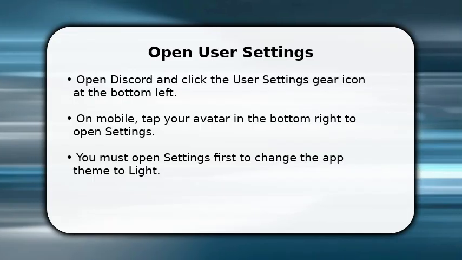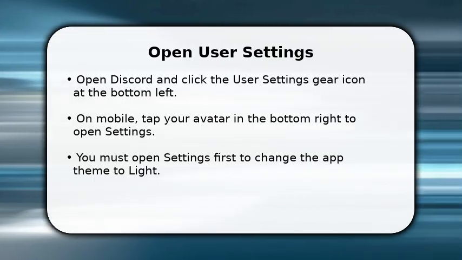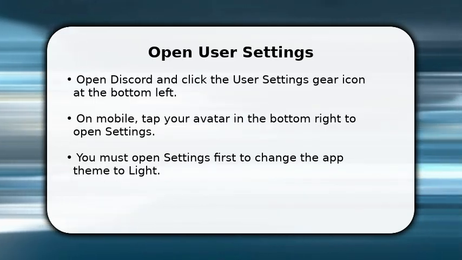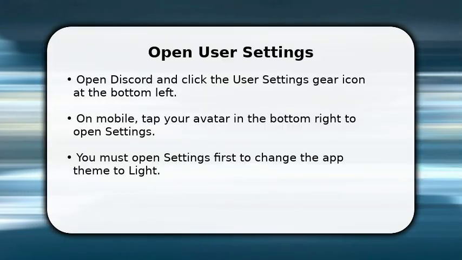Open Discord on desktop or mobile to start. On desktop, look to the bottom left. Click the User Settings gear icon next to your avatar to open settings. On mobile, tap your avatar in the bottom right to open settings. These steps always start the only correct route to change theme in Discord.